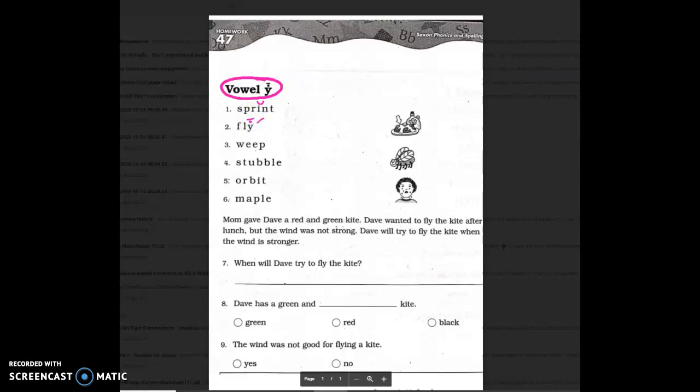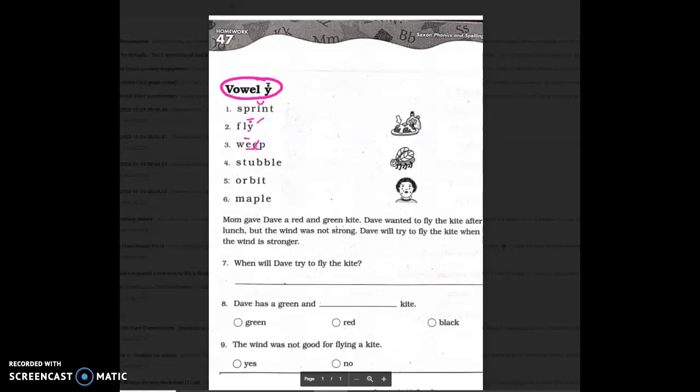Next word, weep. Weep. We have long E sounds. We don't have long I. So we're going to underline here. Do a macron. Second E, quiet.